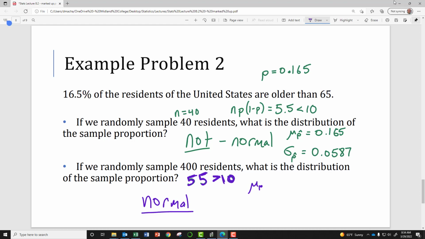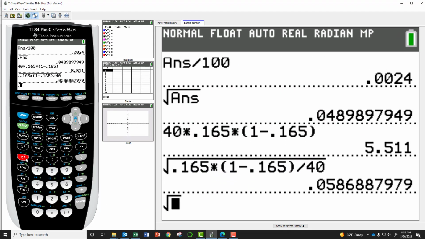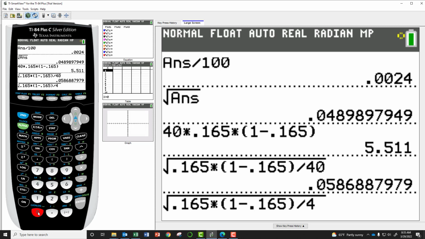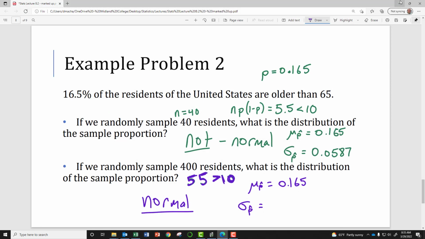The mean of the sample proportion is still going to be the population proportion. And then the standard deviation of our distribution of sample proportions is still going to be the square root of p times 1 minus p divided by n. But this time, instead of n being 40, my sample size is 400. And that will change my answer, so I get a smaller standard deviation when my sample size increases, and it's 0.0186.